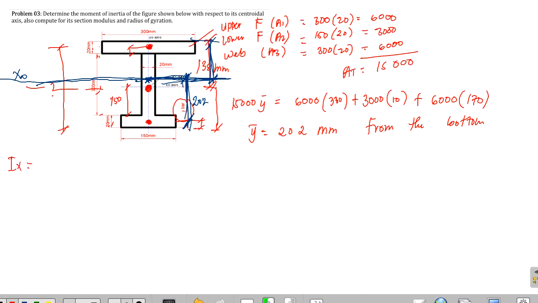This is now equal to, okay, let's start with the upper flange. That is 320 cube over 12 plus the area, 6,000, times the distance. What will our distance be? So, the one you took from the top, as I said earlier, is 138 from the top fiber to the centroid. That is 138 because it's 202 at the bottom.